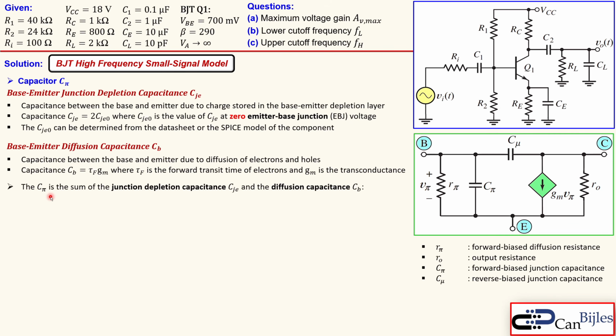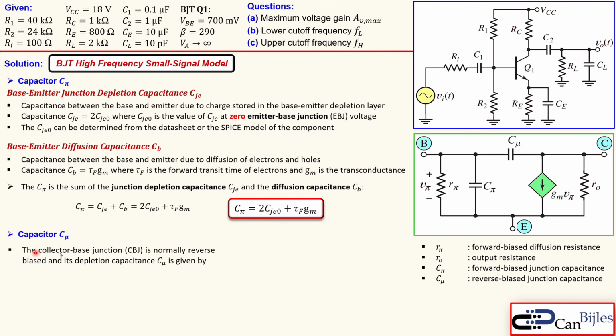So the C pi is now the sum of the junction depletion capacitor and the diffusion capacitance. That means, in simple form, just add them up, CGE plus CB, which is then 2 times the CGE0 plus this tau f times GM. You can get this tau f from the SPICE model, but GM is what you can produce using your circuit values. So this is the formula we need to use in order to get the C pi. All right, how about C mu?